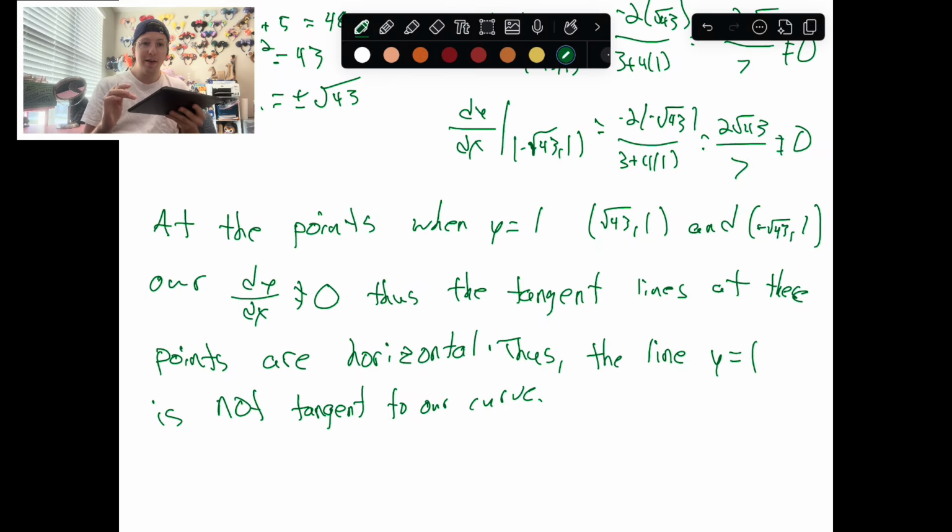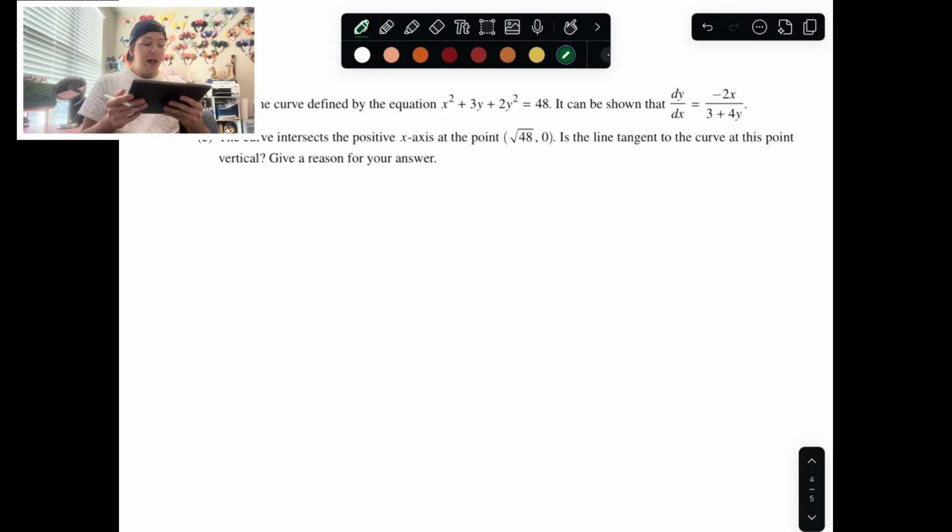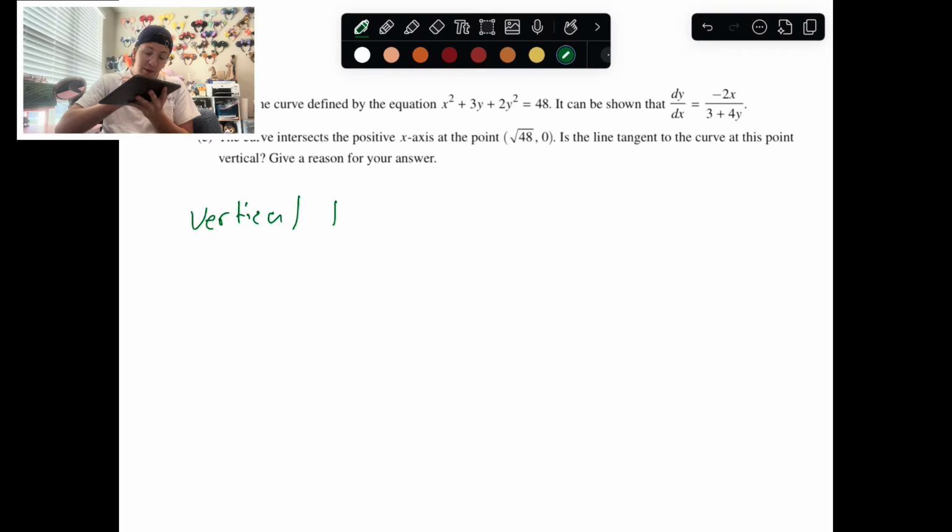All right, let's go on to part C. Here it says the curve intersects the x-axis at the point square root 48, comma 0. Is the line tangent to the curve at this point vertical? Same kind of idea here, it's just now we're not dealing with horizontal, we're doing vertical lines. A vertical line has a slope, or a dy dx, equal to an undefined number.